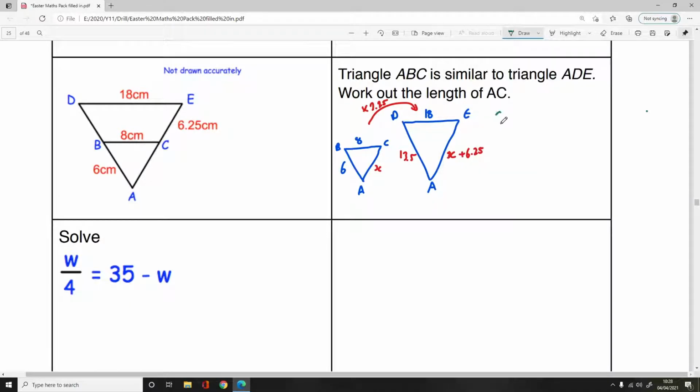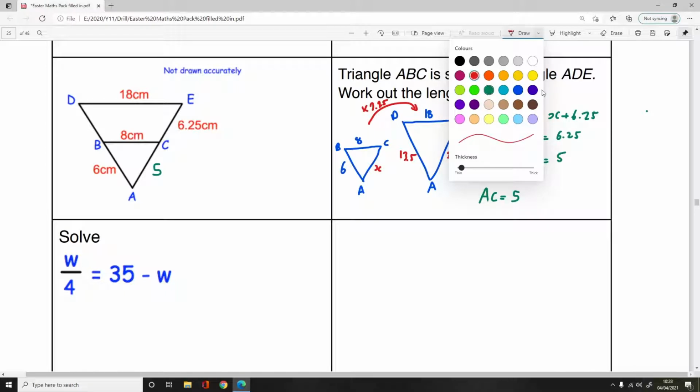So let's write that out as an actual statement. We know that if we do 2.25 times x, we get x plus 6.25, and then you've got some algebra you can actually solve. How do you solve it? Well, we're going to take away x from both sides. We're going to divide by 1.25, which I think is 5. Yep. And that's the length that we're trying to find, so that is 5. That one is fairly fiddly, I will say.